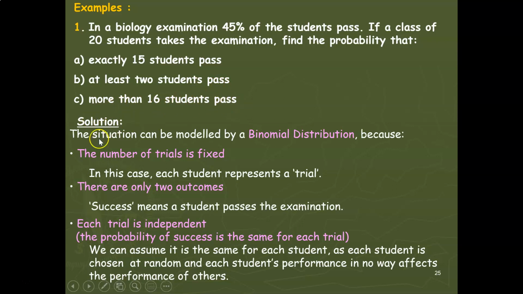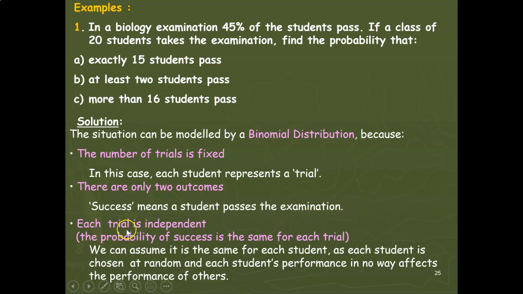So the solution. This situation can be modeled by a binomial distribution because the number of trials is fixed. In this case, each student represents a trial. And then there are only two outcomes. Success means the student passed the examination, and failure means the student failed the exam.